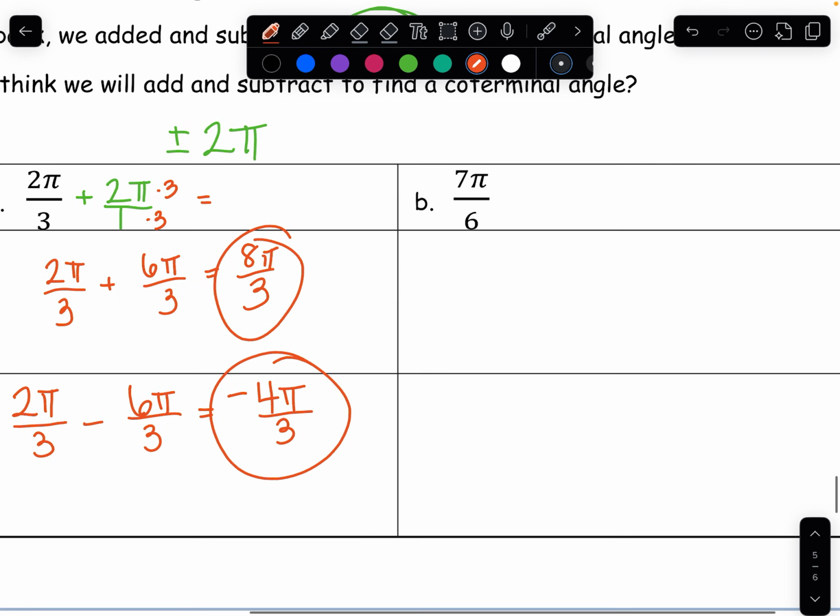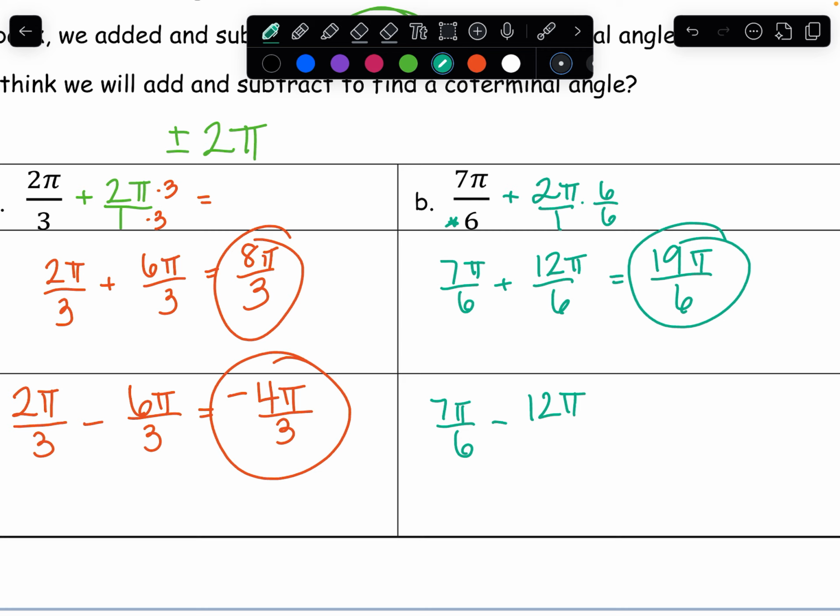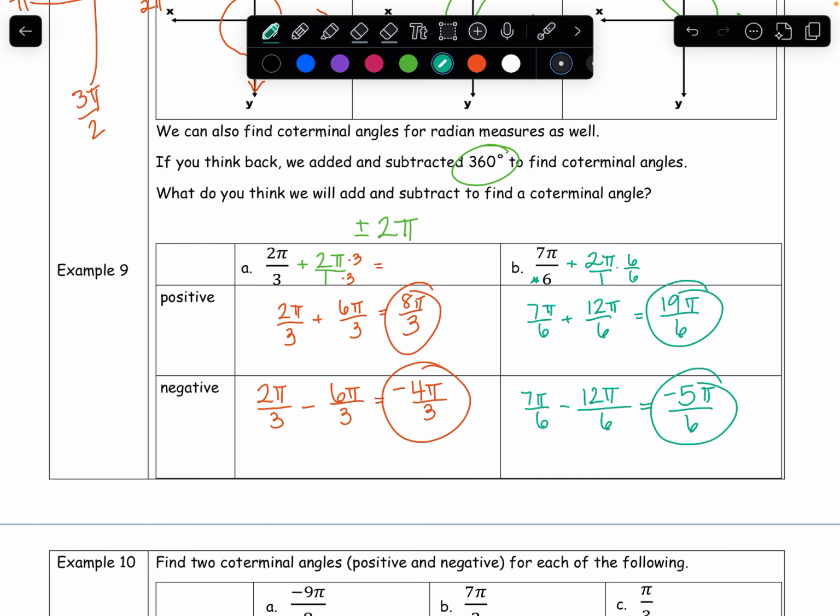So the biggest problem people have here is turning 2 pi into a similar fraction. So again, all we're going to do is multiply the top and bottom, 2 over 1, by our original denominator. So we get 7 pi over 6 plus 12 pi over 6. And if we add, we get 19 pi over 6. And then I'm going to do the same thing, but I'm going to subtract 2 pi, which is 12 pi over 6, to get negative 5 pi over 6. Okay, let's go to the next page.